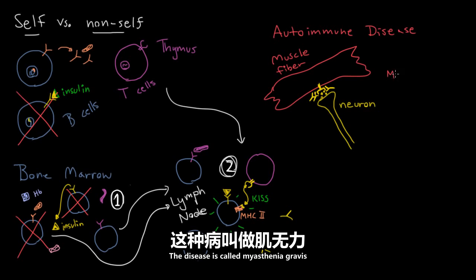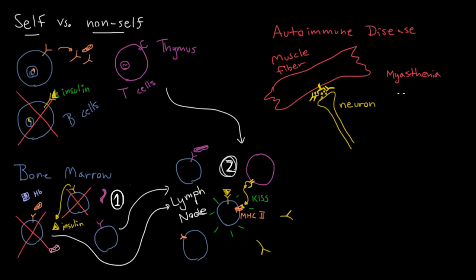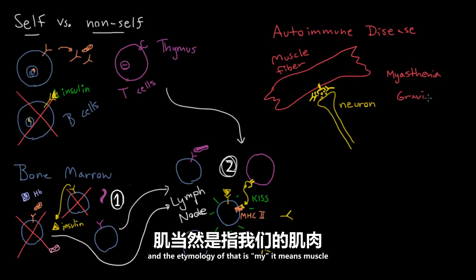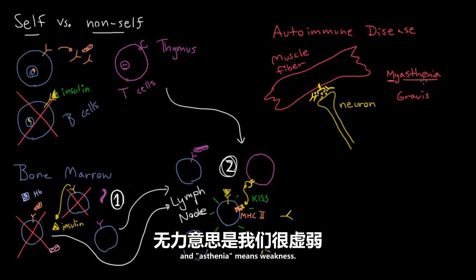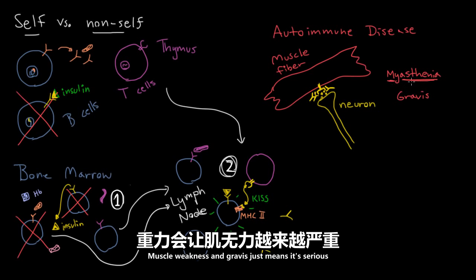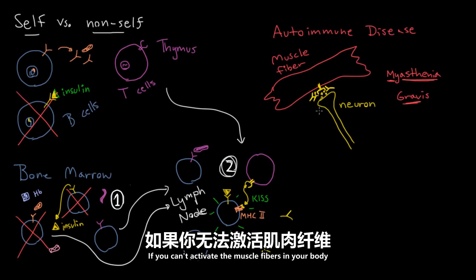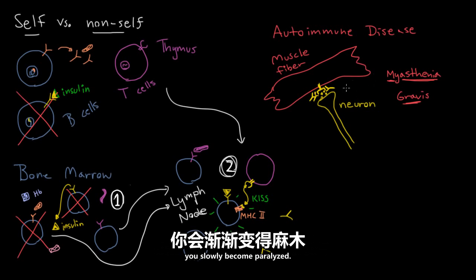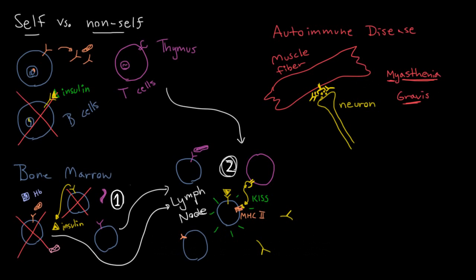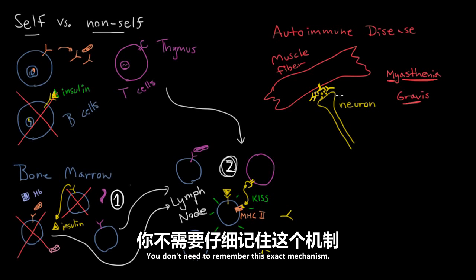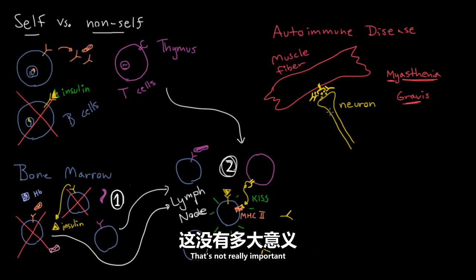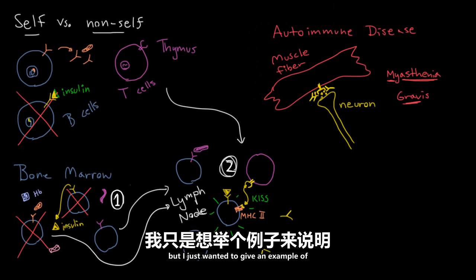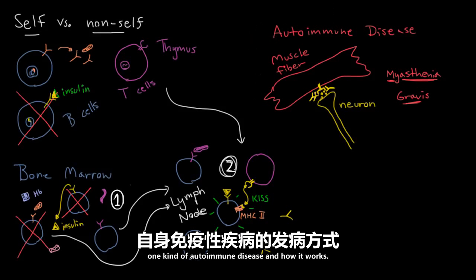And the disease is called myasthenia gravis. And the etymology of that is that myo means muscle, and asthenia means weakness. So muscle weakness, and gravis just means it's serious, because it gets serious over time. If you can't activate the muscle fibers in your body, you slowly become paralyzed. So you don't need to remember this exact mechanism. That's not really important, but I just wanted to give an example of one kind of autoimmune disease and how it works.